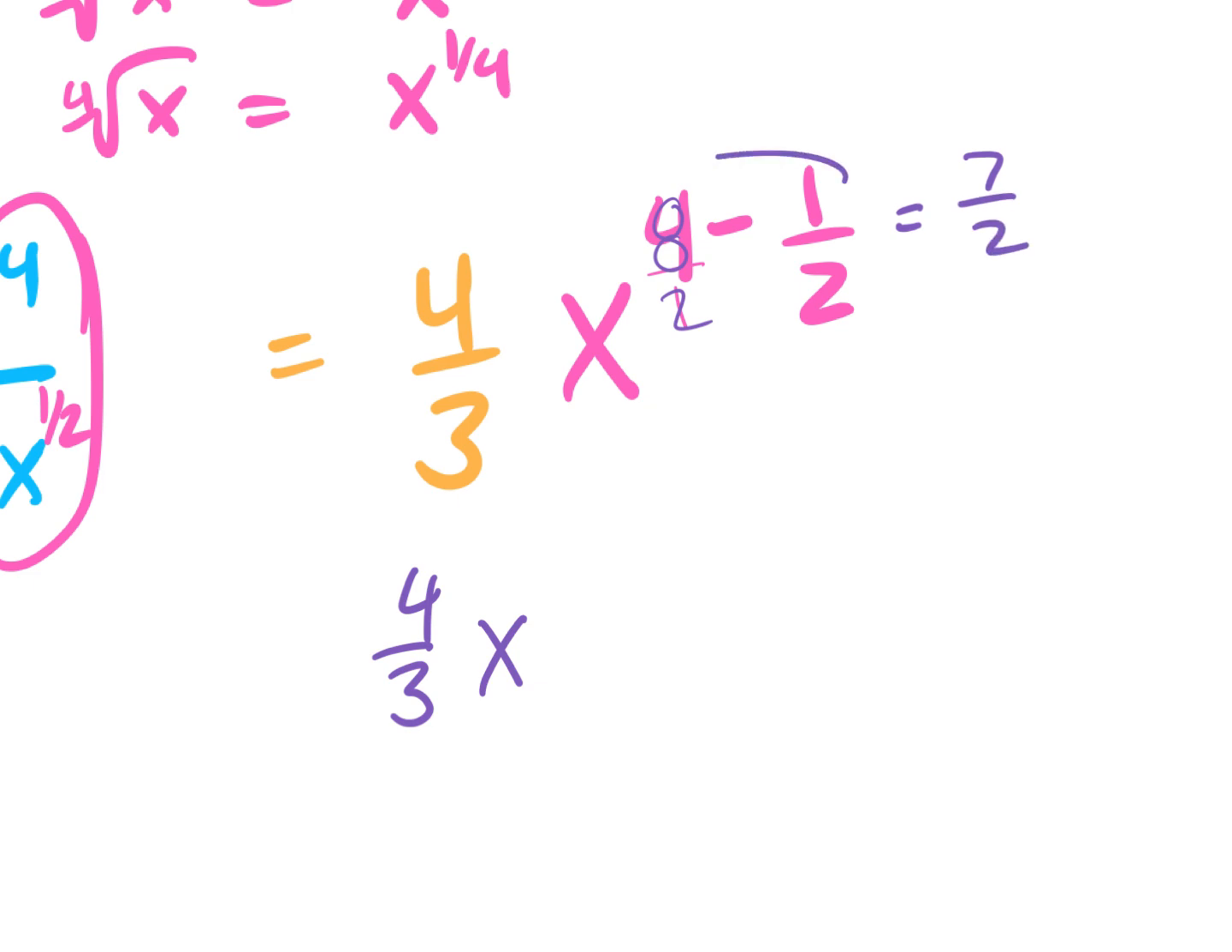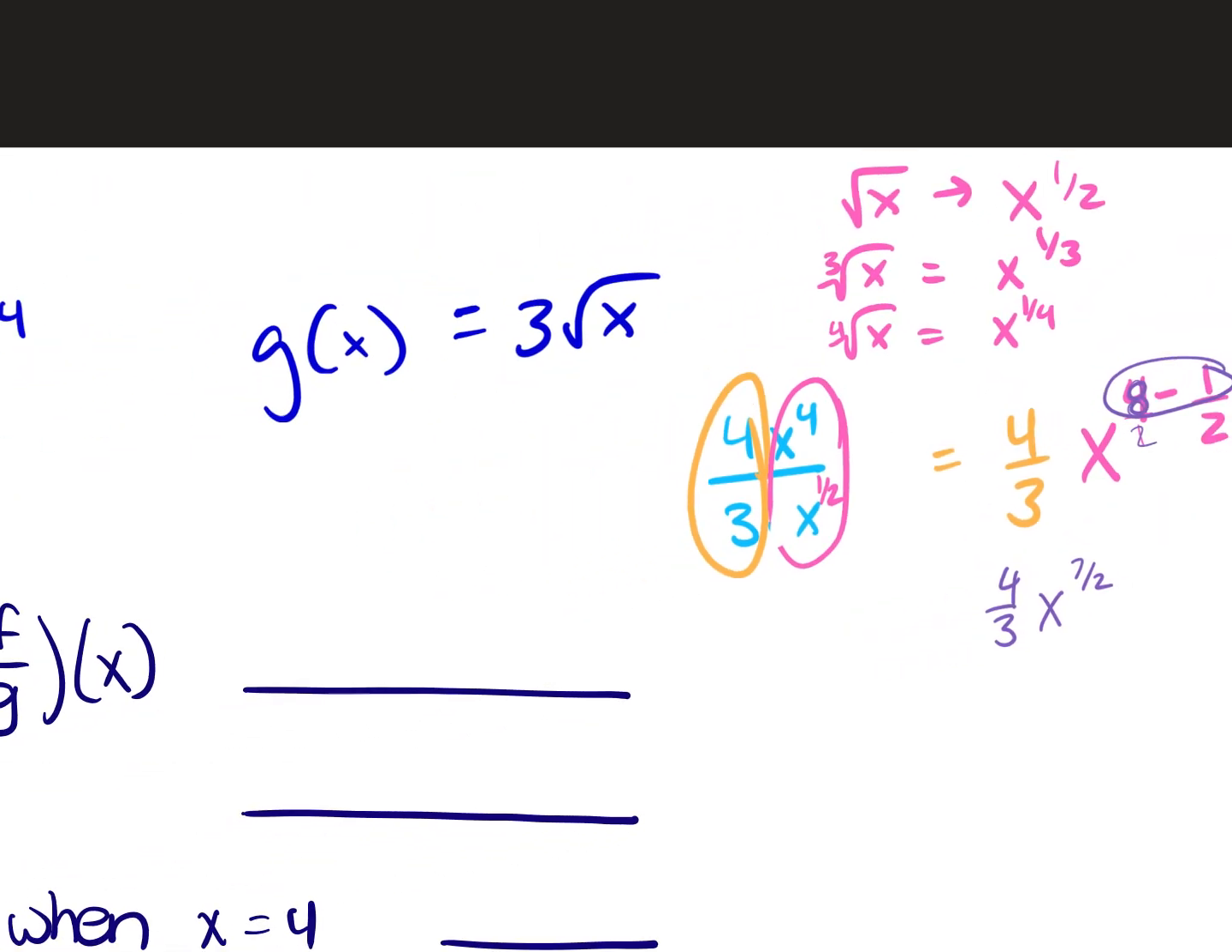7 over 2. We just subtract the numerators. So 8 minus 1 would be 7, and the denominator stays the same, so 7 over 2. So when we divide, we get 4/3 times x to the power of 7 over 2.